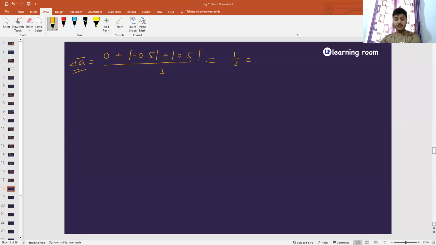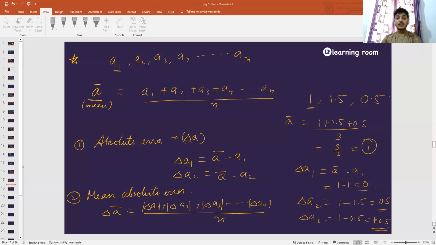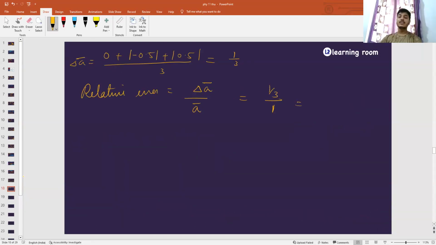Next term we have here is the relative error. What is the relative error? Relative error is mean absolute error divided by the mean value. What is my mean absolute error? That is 1 by 3. What is my mean value? See in the last page. The mean value was 1. So 1 by 3 divided by 1 is 1 by 3 only. So that is my relative error.